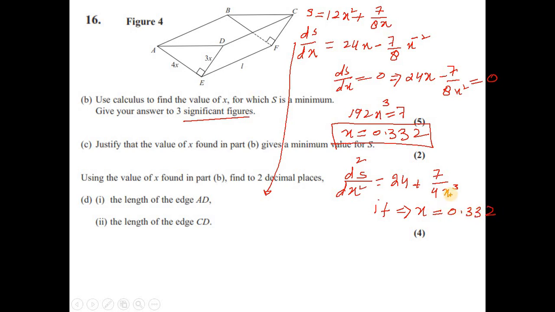If x is equal to 0.332, you put x here and check the sign. You don't need to calculate because x is positive. Since x is positive, d2S by dx squared will always be positive. That means it is a minimum, so x is the value for the minimum of S. This is how you show that.